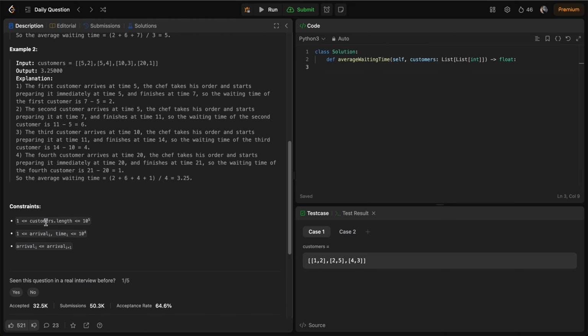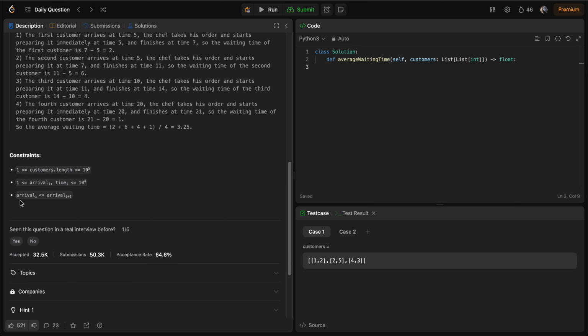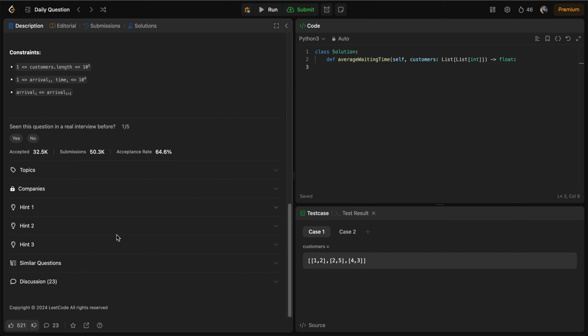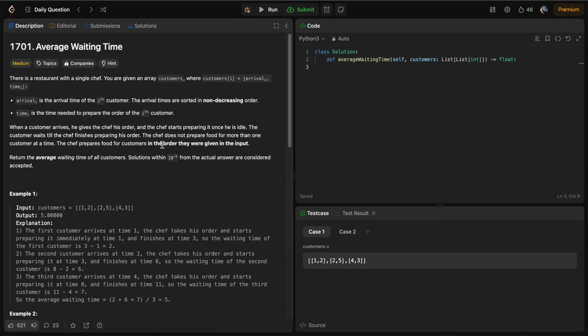Okay. If we look at the constraints, customers' length is smaller than or equal to 10 to the power 5, meaning that the solution can run in, at worst, n log n time. And then the arrival time is below 1,000 or 10,000. And the arrival times are sorted in increasing or non-decreasing order. Okay, so based on this problem, I think we can just simulate it. So we already have that the arrival times are already pre-sorted.